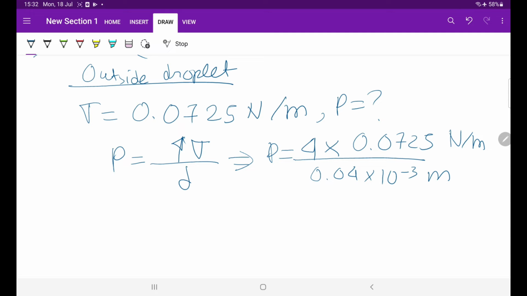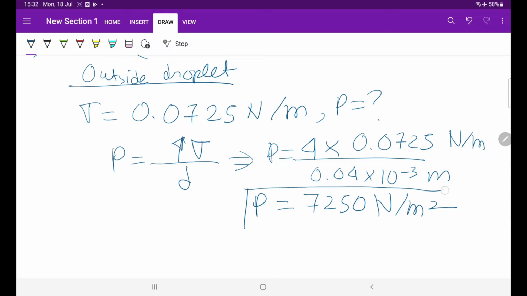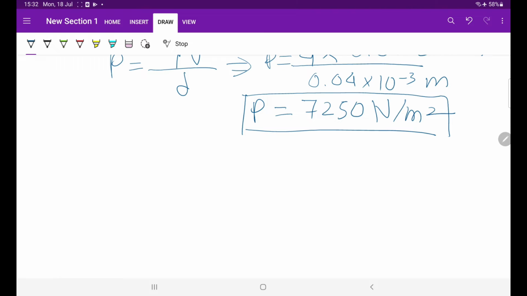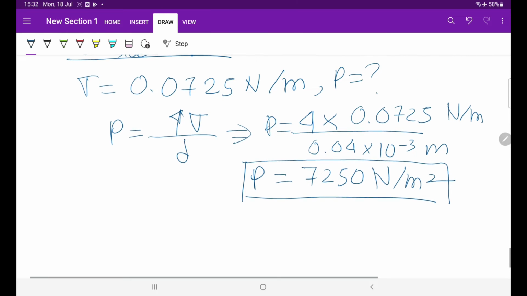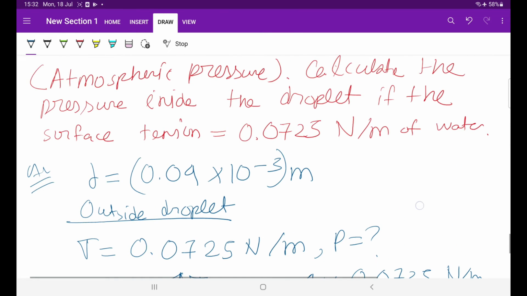So just do the calculation here. I'll do it with the help of a calculator. 0.0725 divided by 0.04 into 10 to the power minus 3. The answer will be 7250. So P equals 7250 Newton per meter square. So this is the answer for P, which is found out. So now this is the pressure which we have found out.